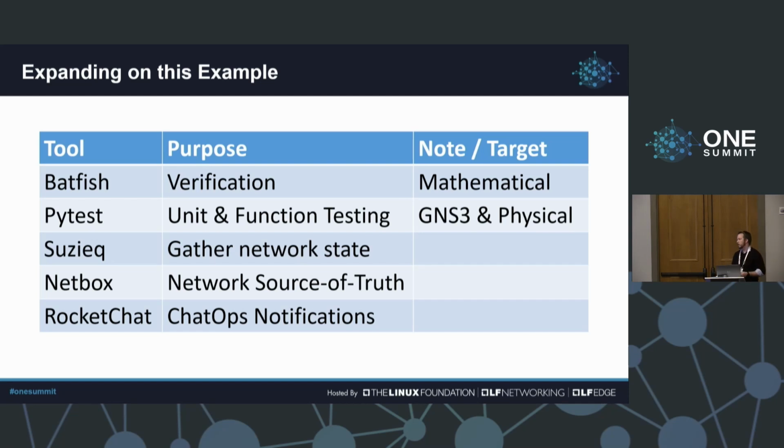NetBox can be utilized both during the deployment, referencing your source of truth to see what VLAN is available. But also, after the deployment, you may want to have a step that updates NetBox to say, okay, this VLAN is now in use. Rocket.Chat is an open source alternative to Slack, which gives you the option to integrate ChatOps notifications so that your team knows somebody has kicked off a process. And this was the result of it.